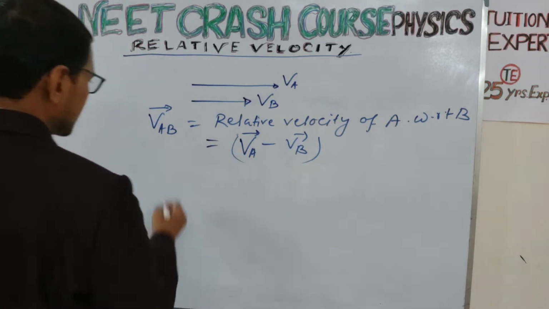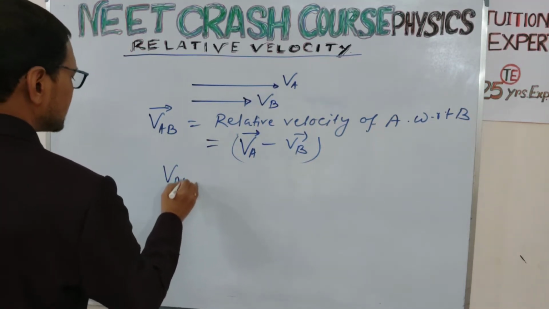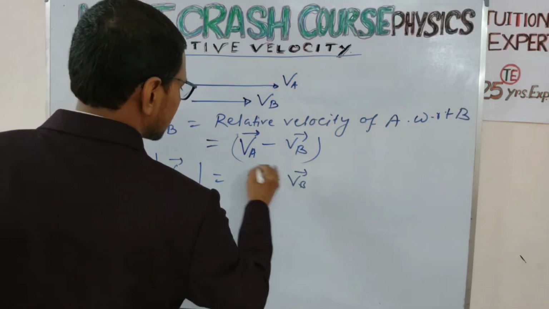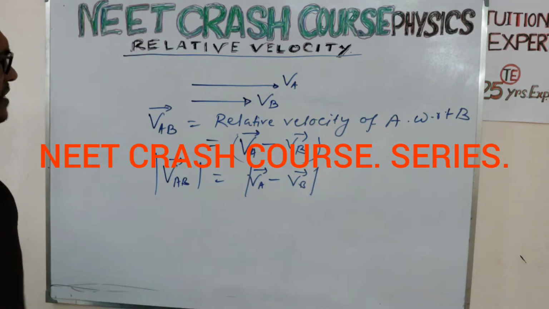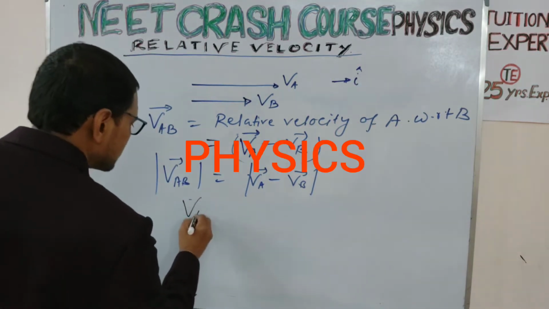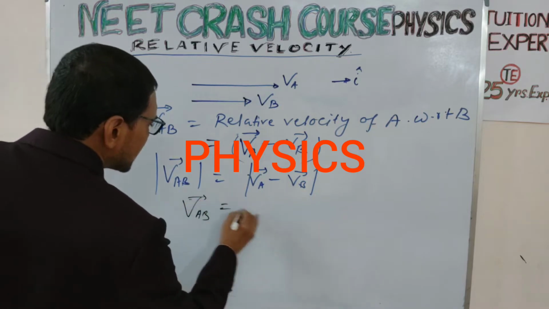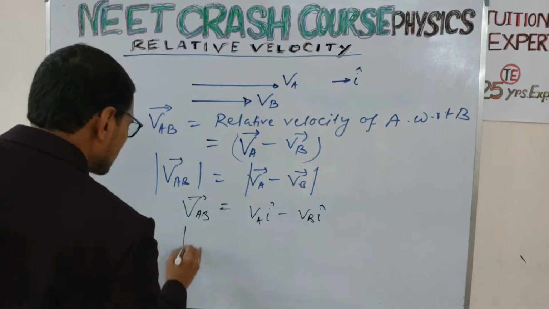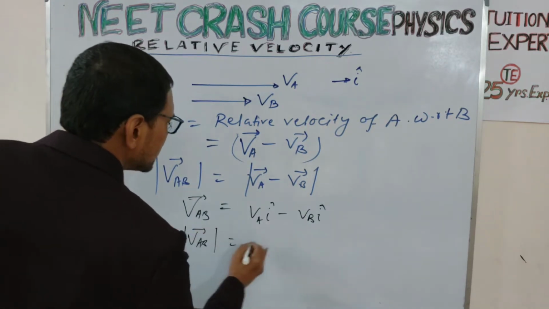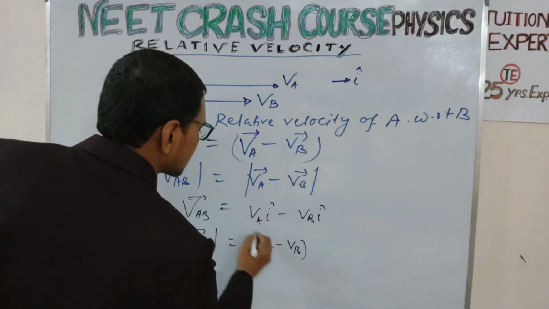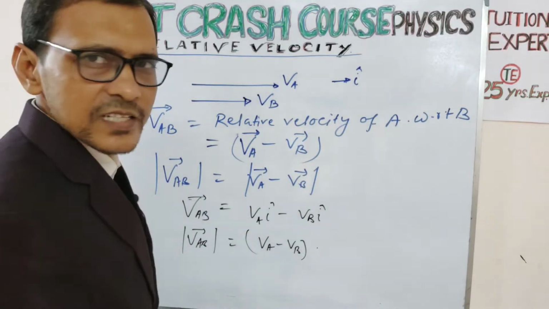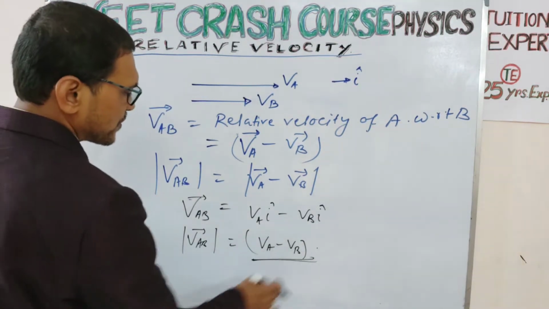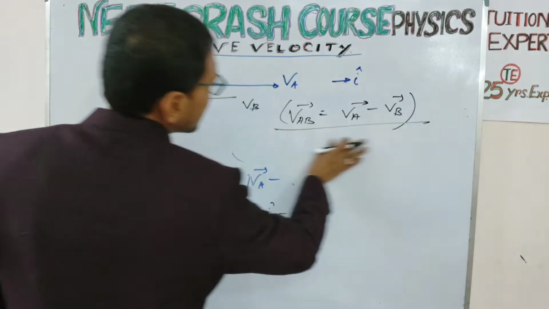So this is a vector quantity. The magnitude of VAB equals VA minus VB. So this is the actual definition. Now, VAB equals VA minus VB into i vector. So the magnitude of VAB equals VA minus VB. So when two bodies move along the same direction, the relative velocity will be the difference of the magnitudes of the two velocities. Now remember this definition.